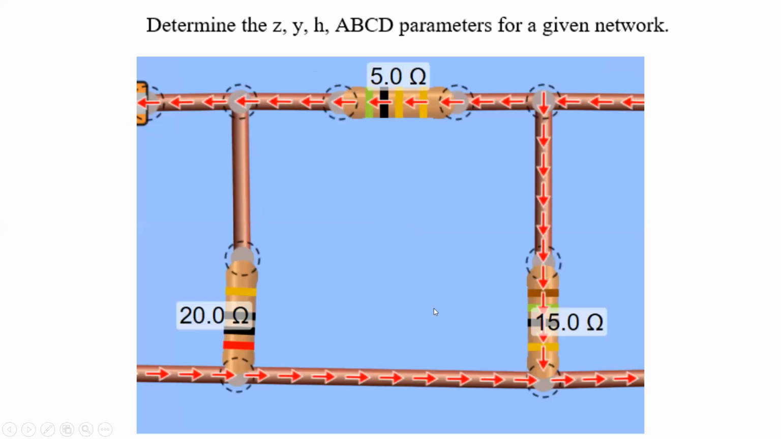And next is the pi network. Here is one resistance and here are two resistances. I have given one resistance value as 5 ohm, here 20 ohm and here 15 ohm. So 5, 20 and 15 ohm. This is just an example. You can take any values of voltage, current if required, and resistances. Change all the values and find all the parameters Z, Y, H and ABCD.